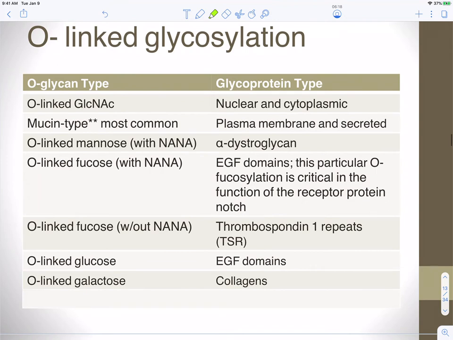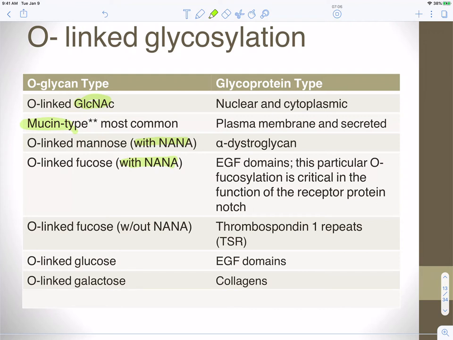Now, O-link glycosylation is going to be important for different glycoproteins, and some of them are listed here. We have N-acetylglucosamine that can be O-linked. You have mucin O-linkages, which are very important in creating mucus at our mucosal tissues, for your lungs, your gut, genitourinary tract, places like that. We also have O-linked mannosylation with NANA. Fucose can be added with NANA for important molecules, alpha-dystroglycan, for example, for mannose. Epidermal growth factor domains for fucose with NANA.